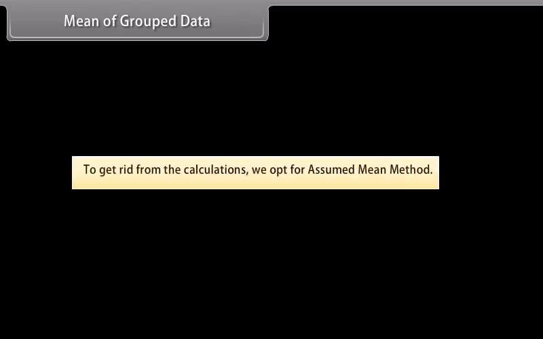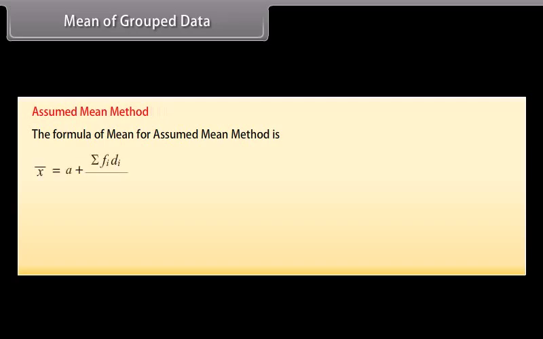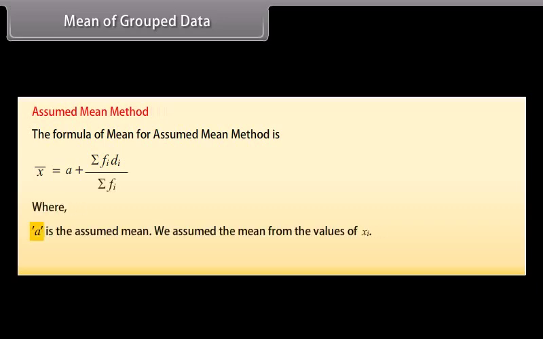Mean of grouped data. Sometimes the product of xi and fi becomes too large that this method becomes quite time-consuming. To get rid of these calculations, we opt for the assumed mean method. Assumed mean method. The formula of mean for assumed mean method is a plus summation of the product of fi and di divided by summation of fi, where a is the assumed mean. We assume the mean from the values of xi. di is equal to xi minus a.